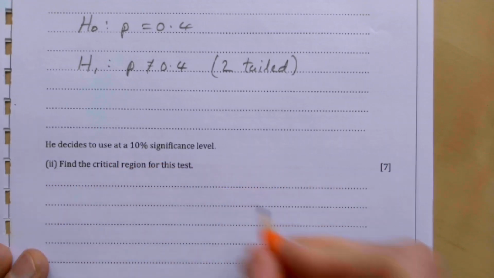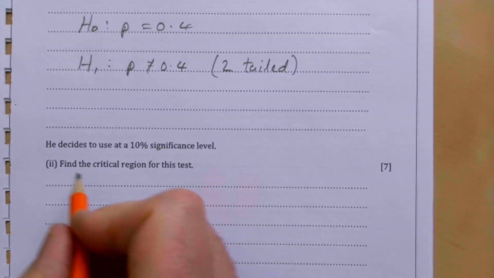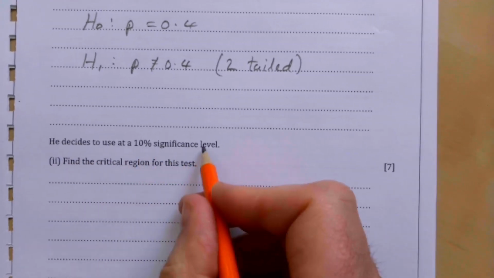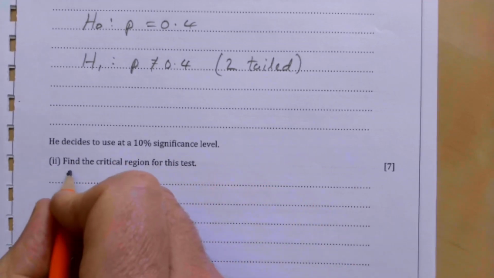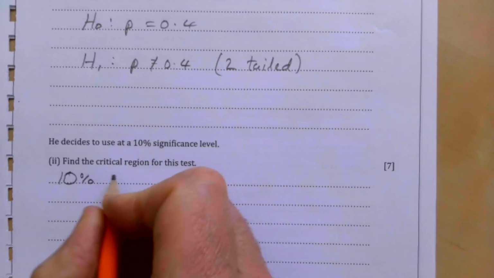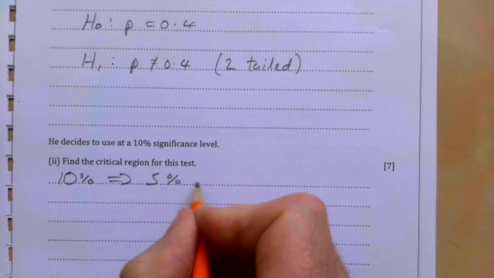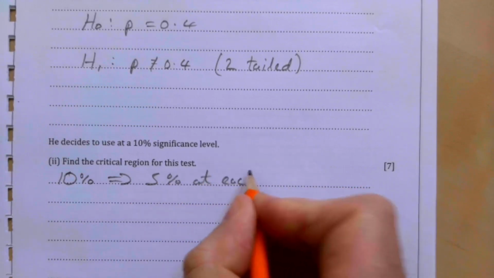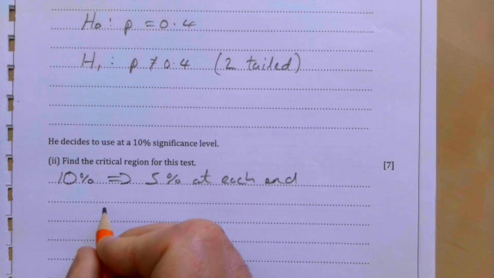So find the critical region for this test. I'm going to put these just into the calculator and try my different values. So he decides to use a 10% significance level. As I say then, 10% is 5% at each end, and then plug in some numbers into the calculator.